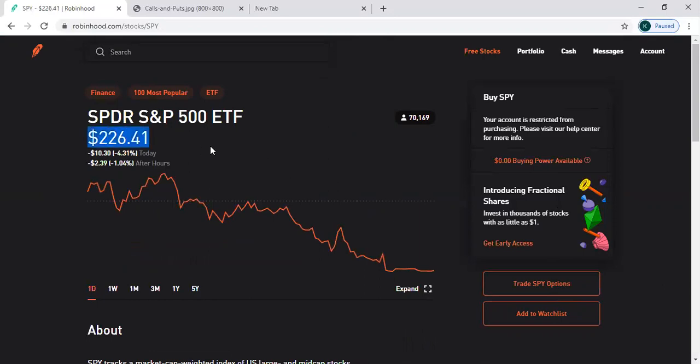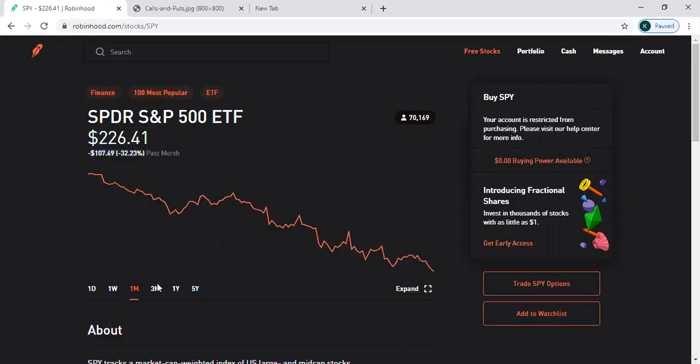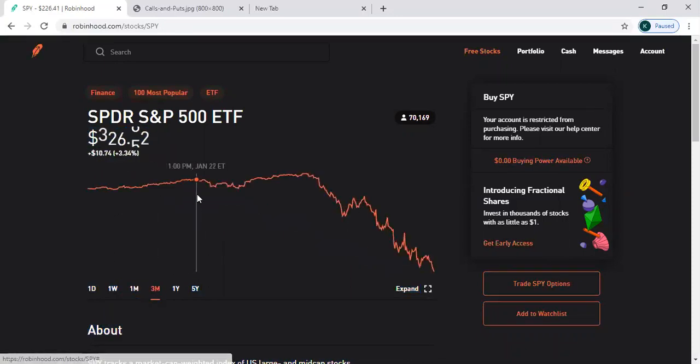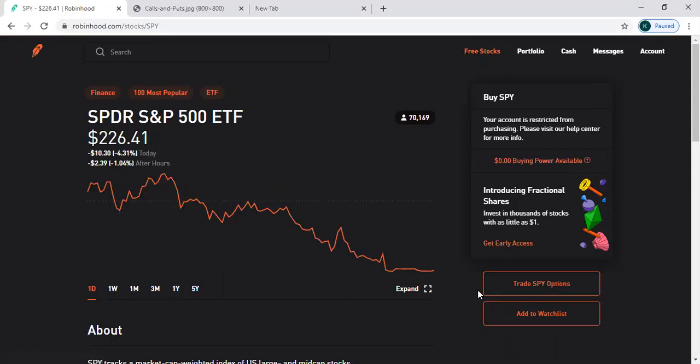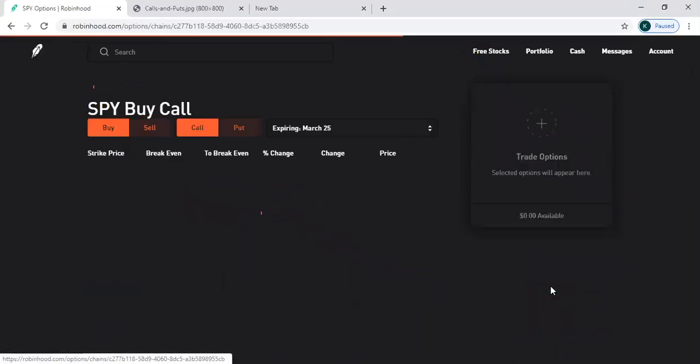Now, as you guys can see, the stock itself is at $226. If you look at it like 3 months ago, you can see it take a downfall, obviously because of the coronavirus and stuff that's going on right now. So looking at how to place the actual trade itself, you're going to go right here to trade SPY options.